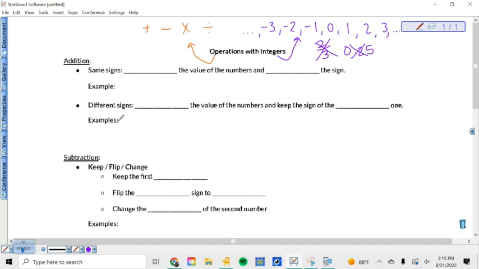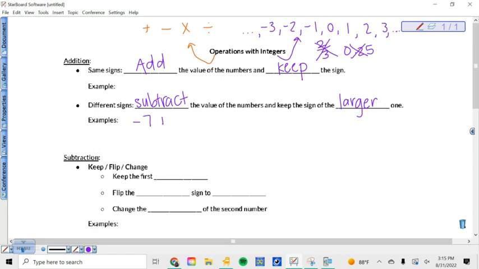That's what we're talking about. So I'm going to go through these rules with you real quick. I'm sure you've learned them in the past. Right? So when we're adding integers and they have the same sign, we are going to add the value of the numbers and keep the sign. If we have different signs, we're going to subtract the value of the numbers and keep the sign of the larger one. Let's look at some examples of that.